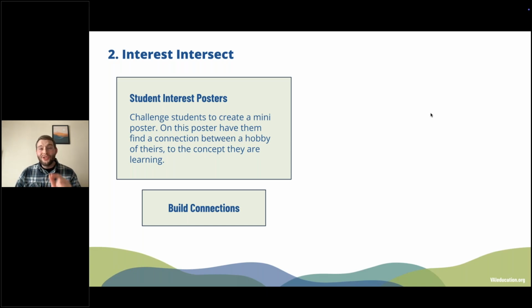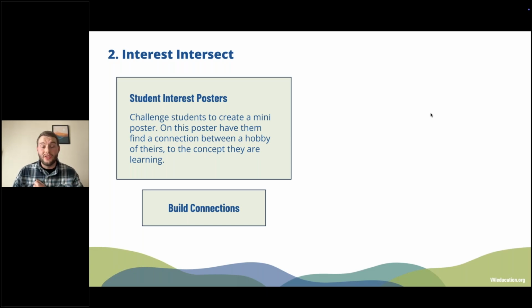So if you really struggled connecting with that one student, all of a sudden you have a poster, right, that has their hobby on it that connects to your content. Hey, maybe that's the next conversation starter next time you see that student. So this is a super low-tech way that you can do it.